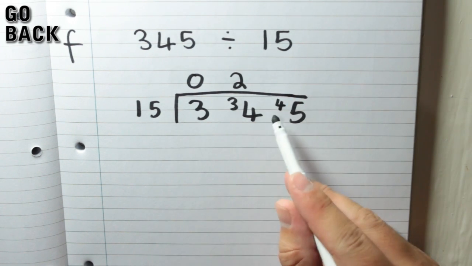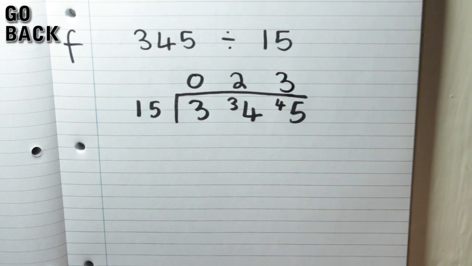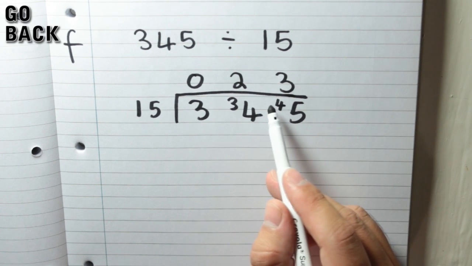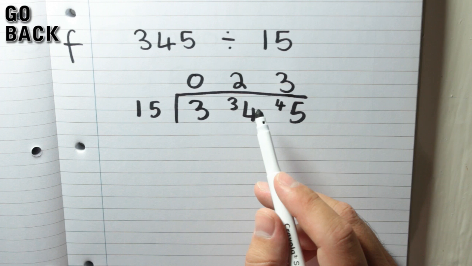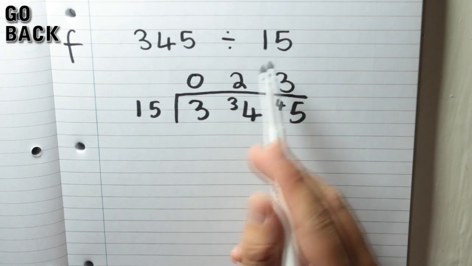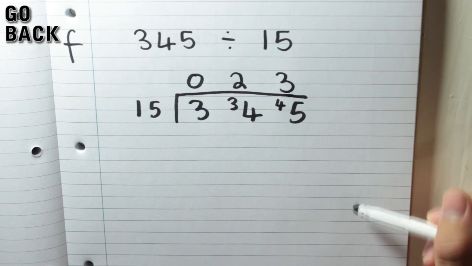How many 15s go into 45? 3. Giving us an answer of 23. And in this one, we didn't have to carry any double-digit numbers, just single digits. Now, if you ever end up with a question with a large number that you're dividing by, you'll need to know its times table. It often helps to write them down the side of the page.